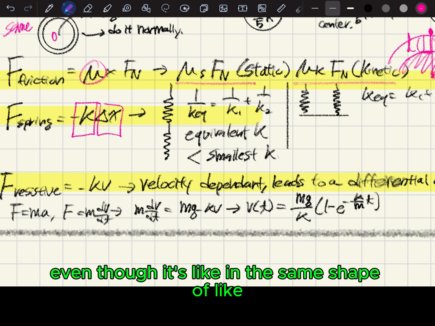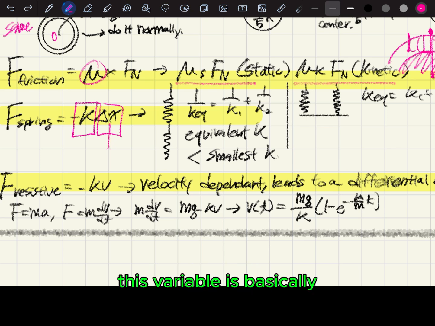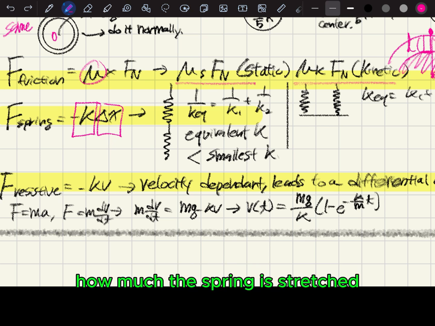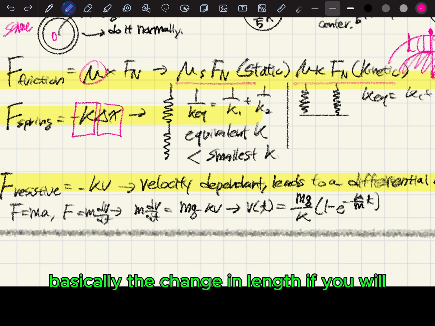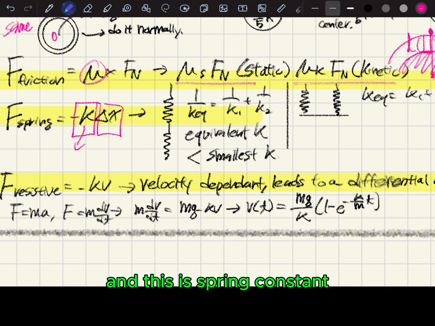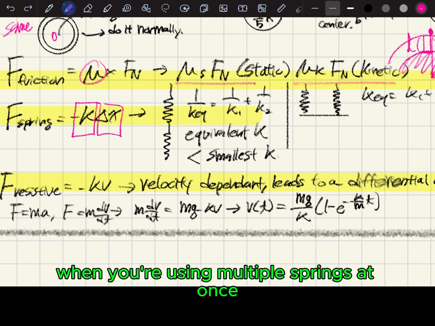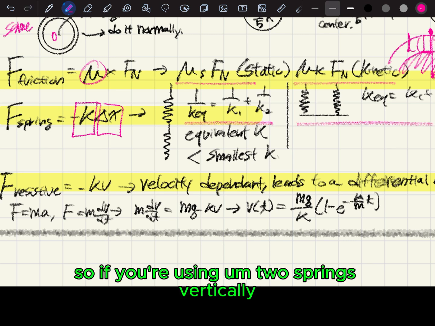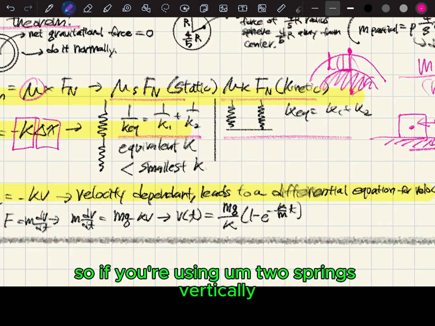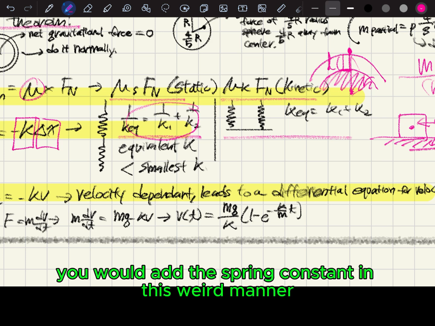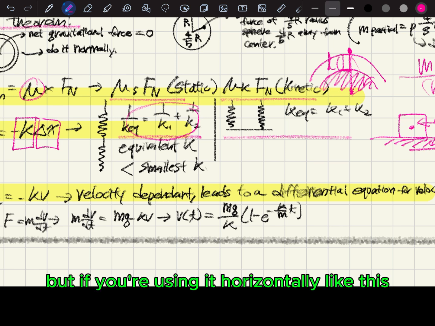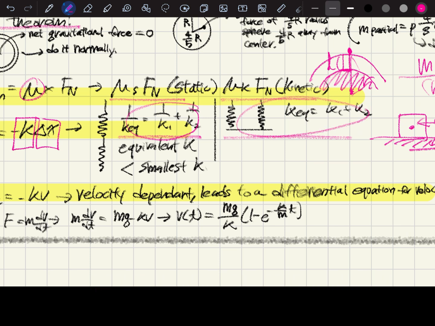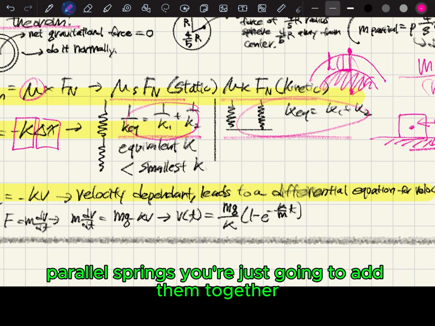What's important is that we have these weird things, even though it's the same shape of multiplying two things. This variable is basically how much the spring is stretched or compressed, basically the change in length, if you will, and this is the spring constant. The spring constant is usually set for the problem. When you're using multiple springs at once, you would do these. So if you're using two springs vertically, you would add the spring constant in this weird manner. But if you're using it horizontally, like this, parallel springs, you're just going to add them together.